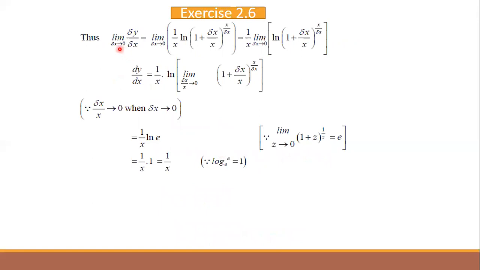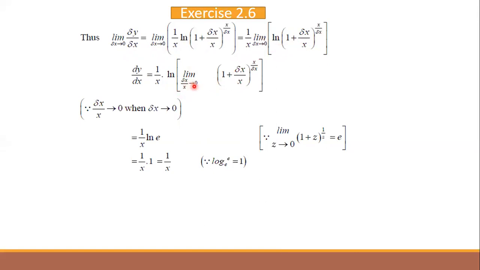Now applying the limit, del x approaches 0. The limit applies on this factor, so 1 over x moves out of the limit. Then the limit applies on natural log of 1 plus del x over x raised to the power x by del x. As we know, natural log is also an operator, so the limit moves one step further, meaning limit del x approaches 0 of 1 plus del x over x raised to the power x by del x.